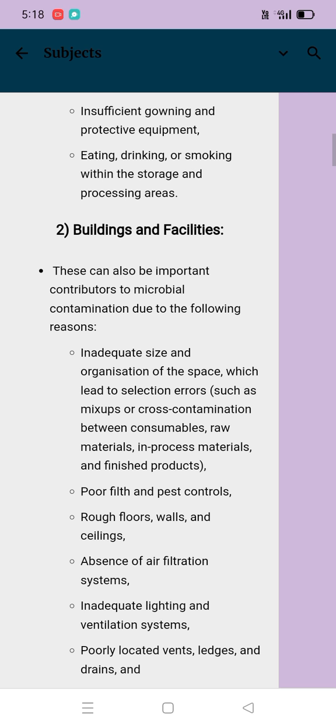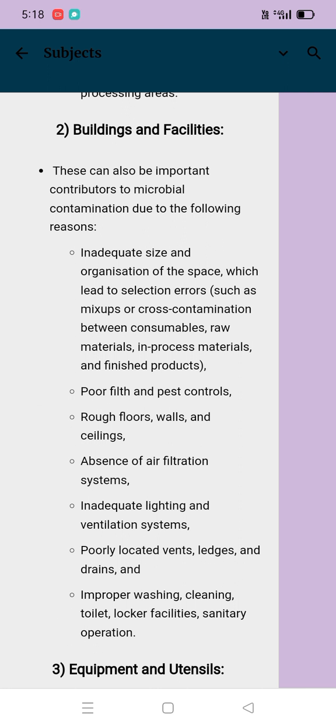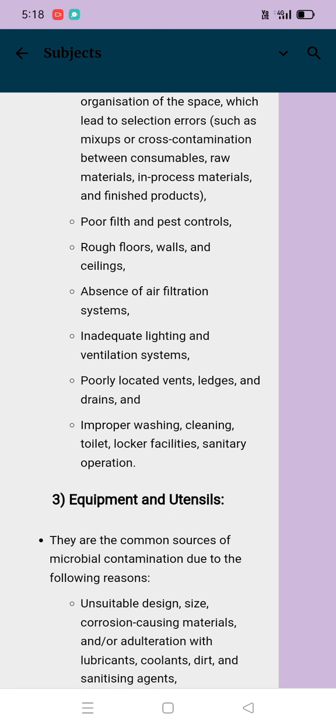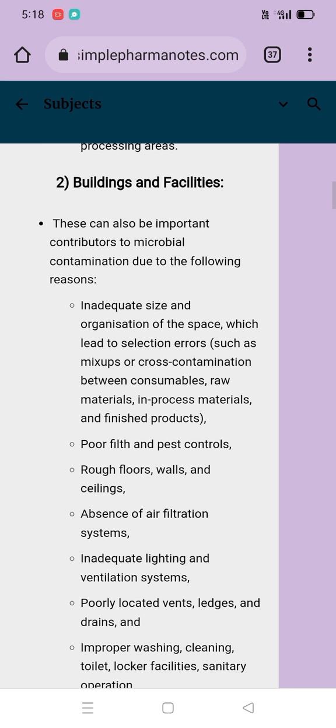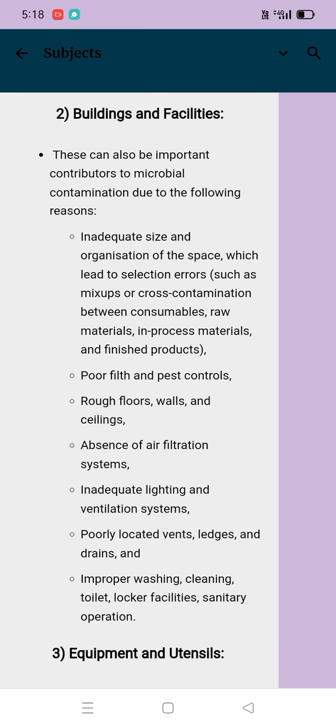Next, coming to buildings and facilities, these can also cause contamination. It may be due to inadequate size or organization of the space, poor filth and pest control, rough floors, ceilings, walls, and the absence of air filtration systems. I told you about HEPA filters; if they are not there, you can get contamination. Other causes are inadequate lighting and ventilation, poorly located vents, ledges and drains, and improper washing, toilet and locker facilities and sanitary operations. These are the things that cause contamination due to buildings and facilities.